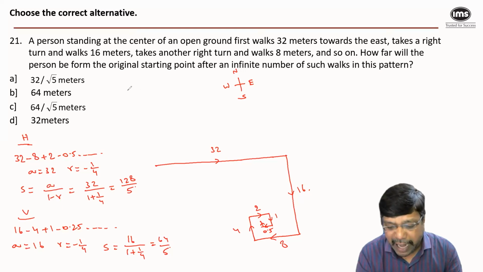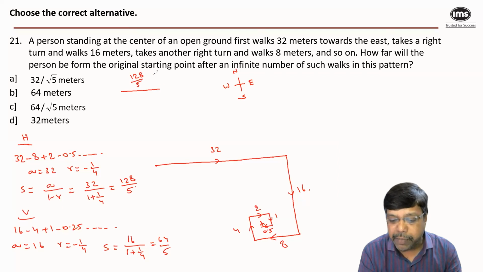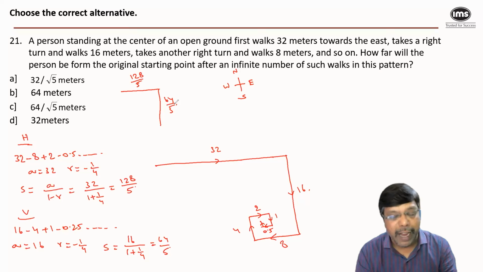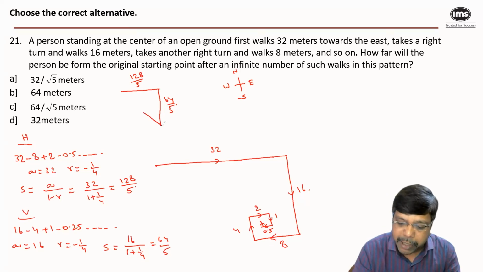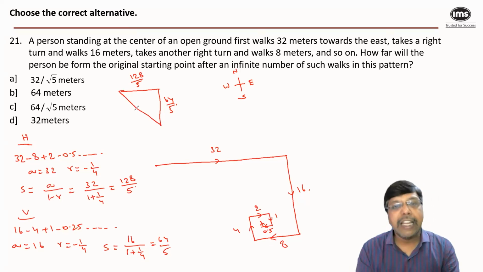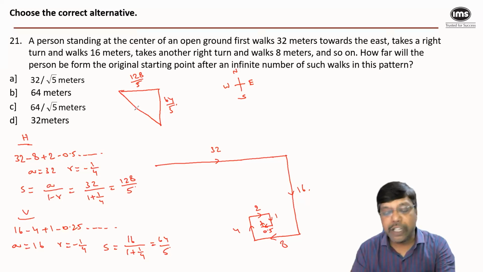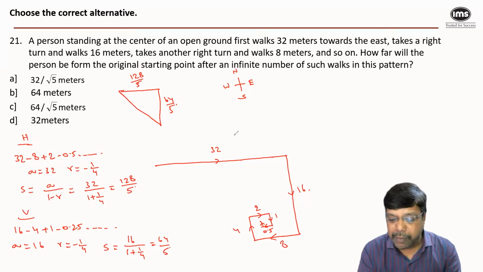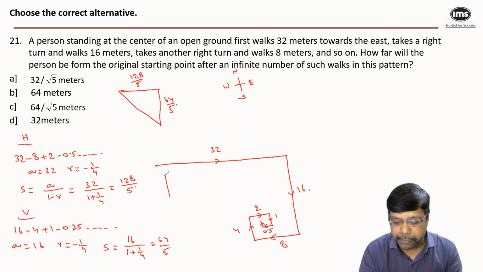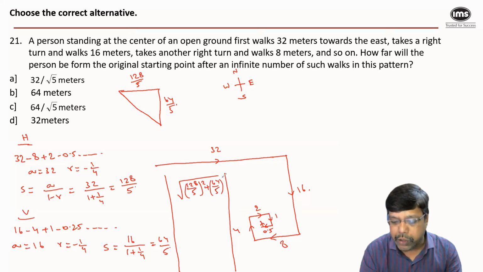Now, if I have traveled an overall horizontal distance of 128 by 5 and overall vertical distance of 64 by 5, then the shortest distance between the starting and ending points is nothing but the resultant of these two. So which is nothing but square root of 128 by 5 whole square plus 64 by 5 whole square.